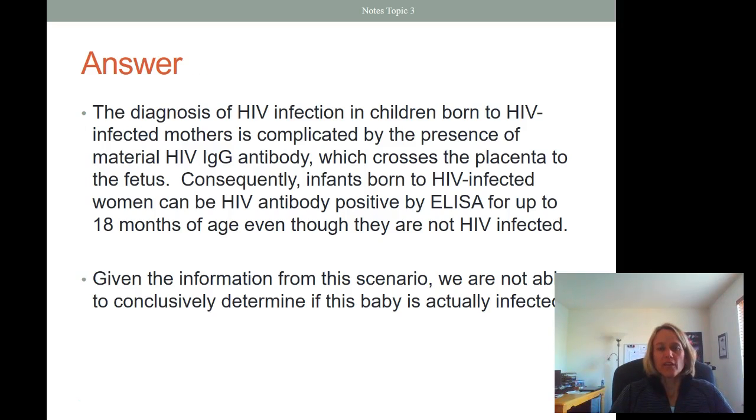The diagnosis of HIV infection in children born to HIV-infected mothers is complicated because that baby has received maternal HIV antibodies that cross the placenta to the fetus. So infants born to those mothers can be positive for the test up to 18 months of age, even if they're not infected. So we can't accurately determine if the baby is infected or not at this point.